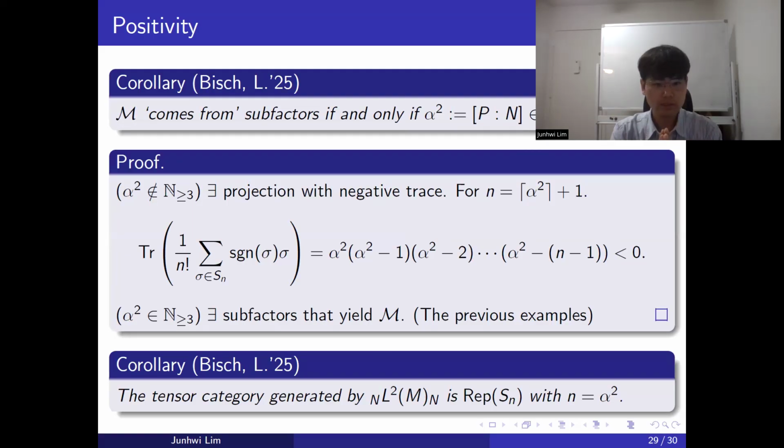And another thing to note is that in the case of non-integer parameter, we get the Deligne category. So this completely resolves the problem under the condition motivated by group examples.